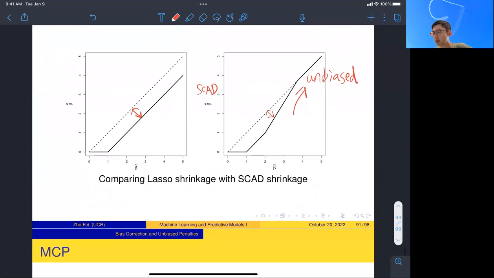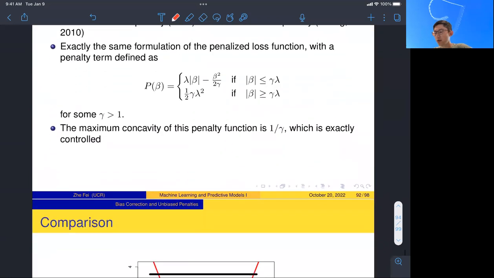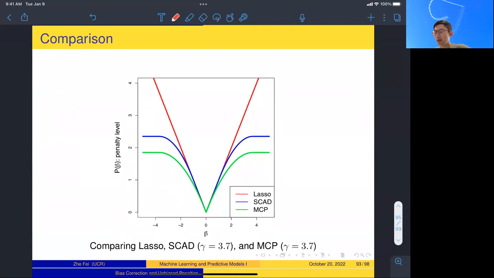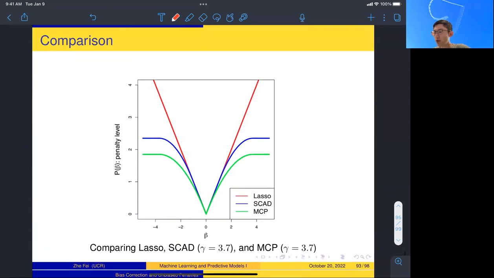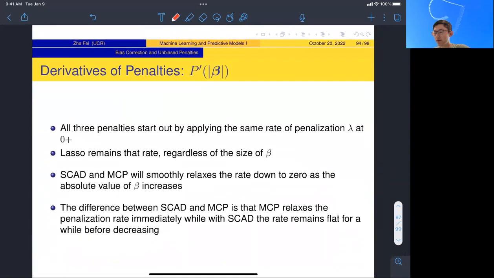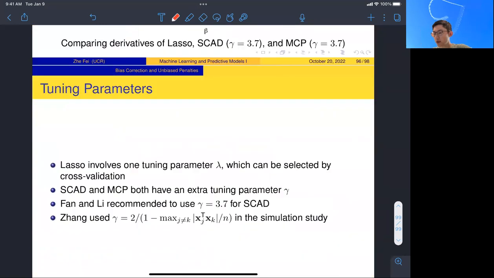The same thing applies to the MCP penalty. It's just a slightly different mathematical formula, but the idea is the same. You want the penalty to remain constant as your true beta increases, and it achieves similar performance.